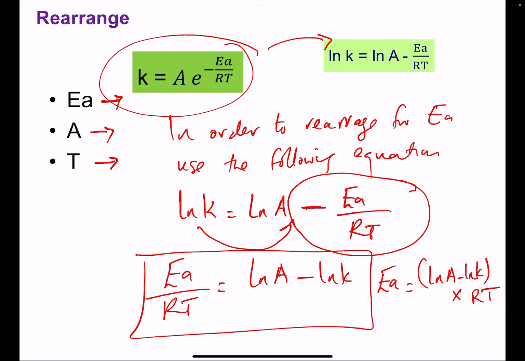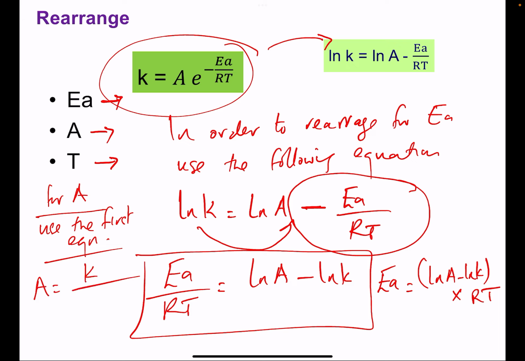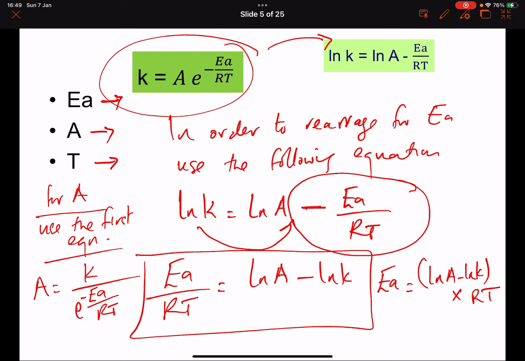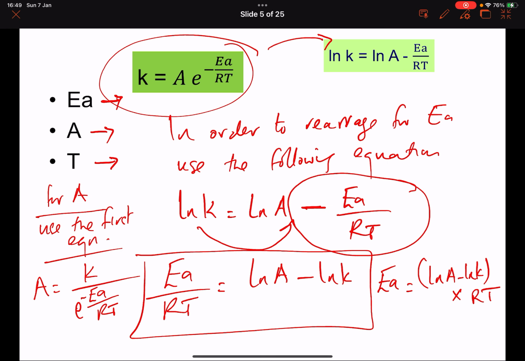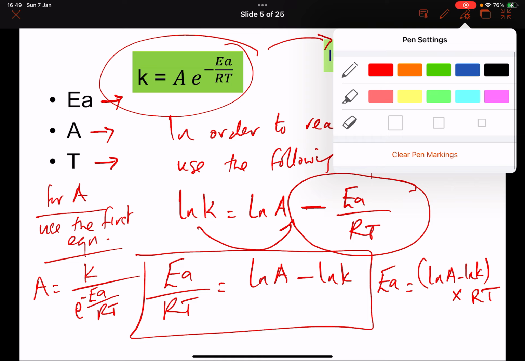To rearrange for A, I would use the first equation. And A becomes k divided by e to the minus Ea over RT. That's how I would rearrange for this. Now remember, you have your own methods of how to rearrange, and you can just rearrange how you feel comfortable.